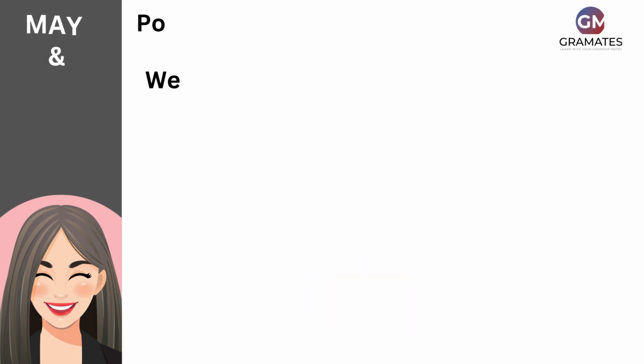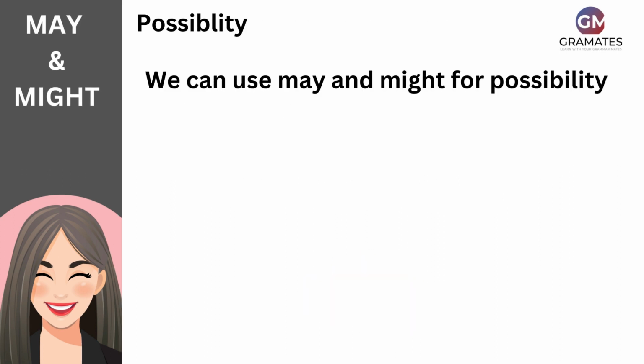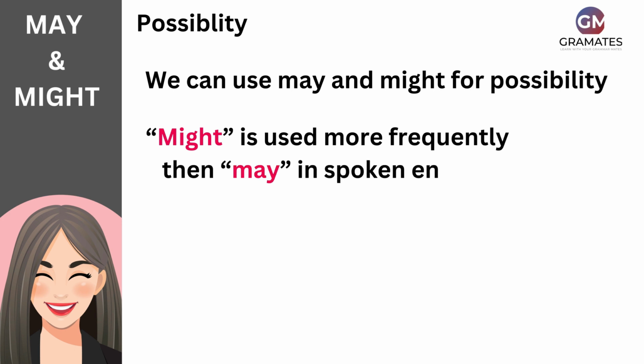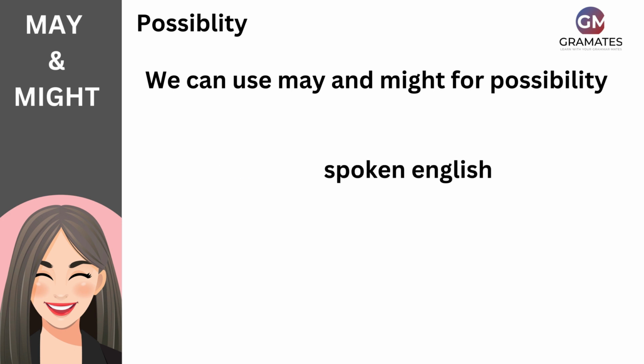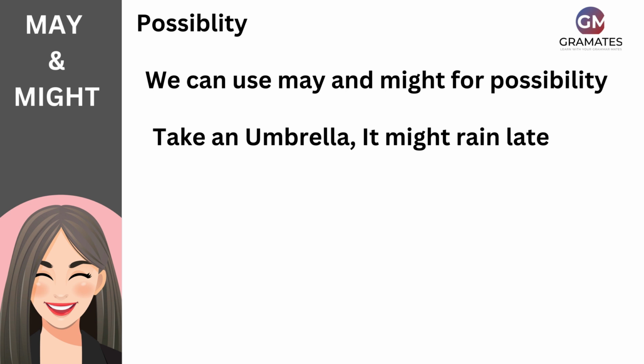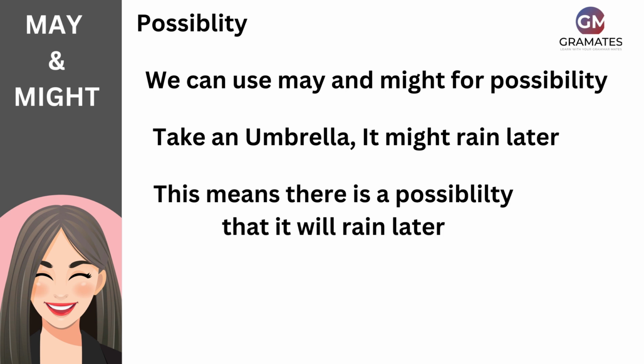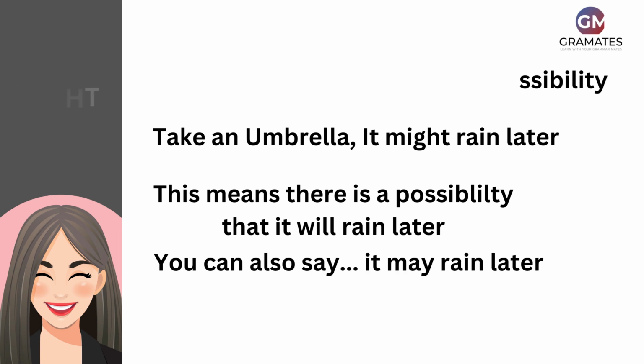So, here we get to know that modals change to a past form in reported speech as well. We can use may and might for possibility. Might is used more frequently than may in spoken English. For example, take an umbrella. It might rain later. This means there is a possibility that it will rain later. You can also say it may rain later.